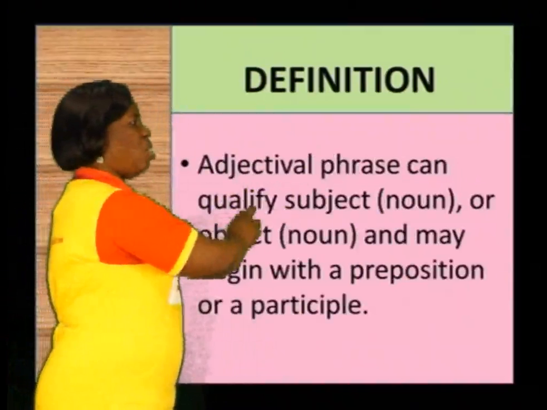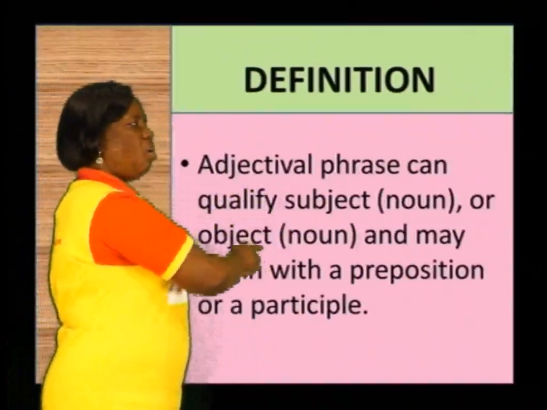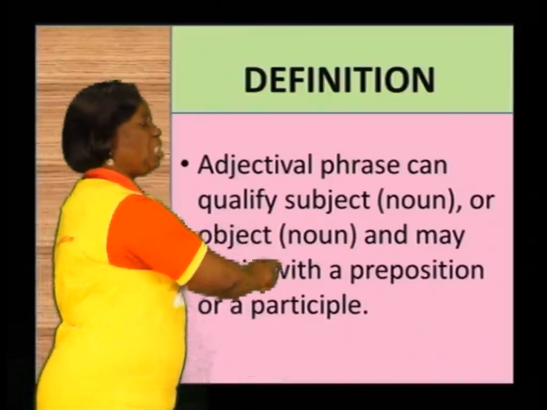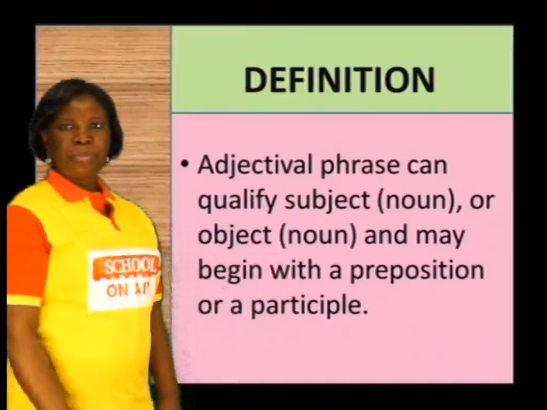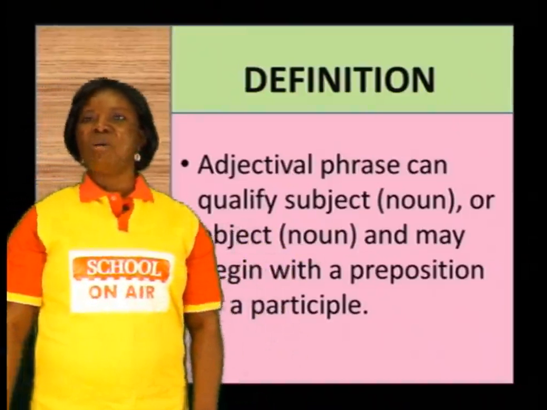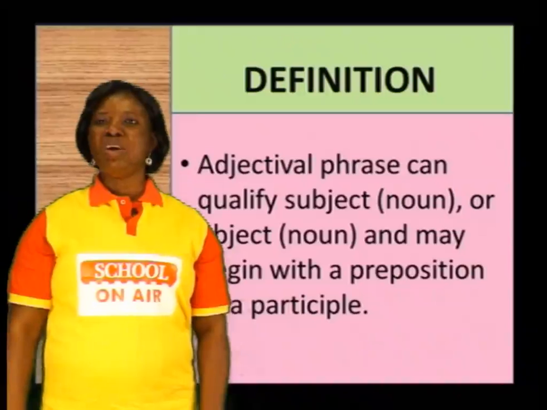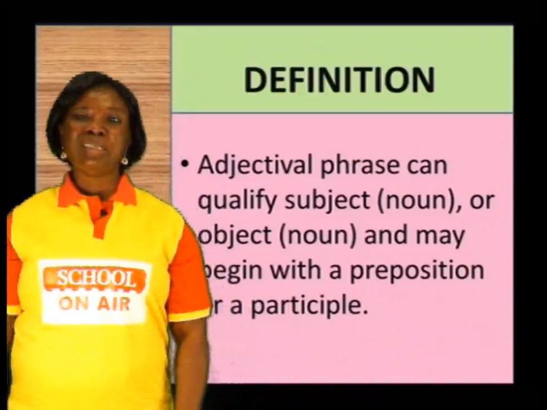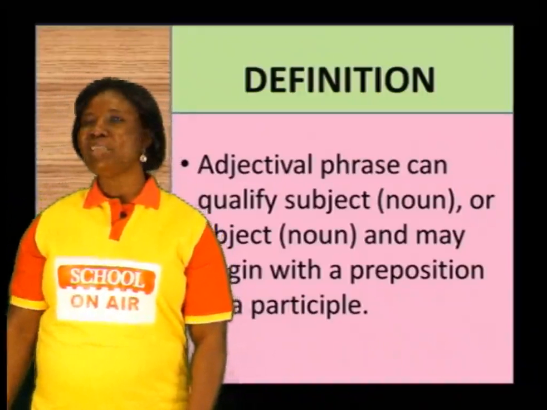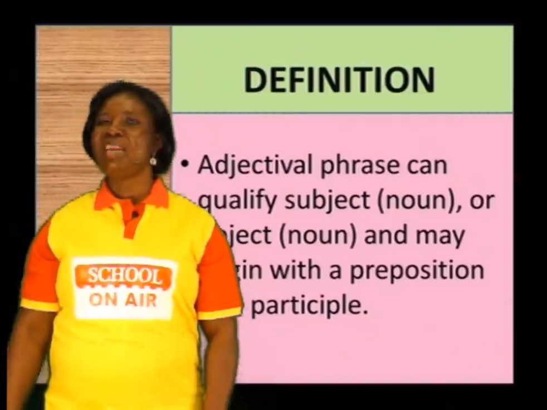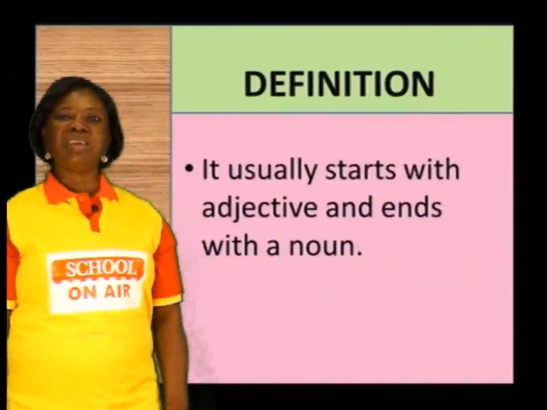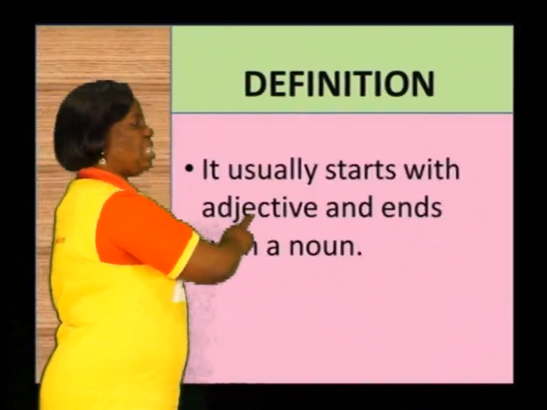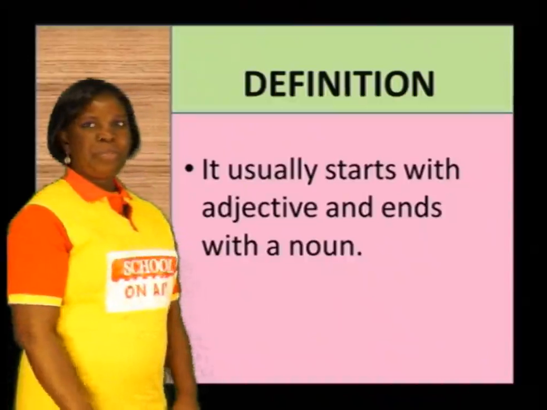An adjectival phrase can qualify the subject, which is a noun, or the object, which is also a noun, and may begin with a preposition or a participle. You remember that the subject is the performer of the action, while the object is the receiver of the action. So what we are saying in essence is that your adjectival phrase can either qualify the subject or qualify the object in a sentence. An adjectival phrase usually starts with an adjective and ends with a noun, right?